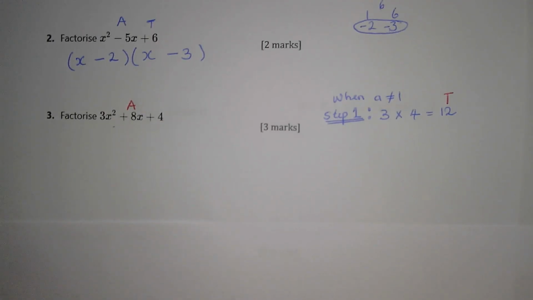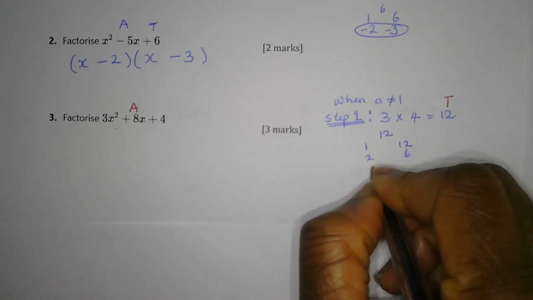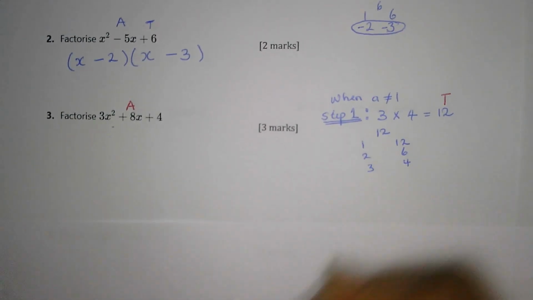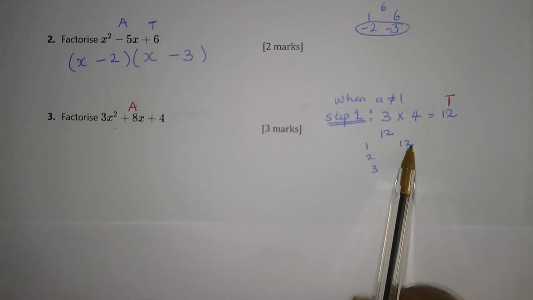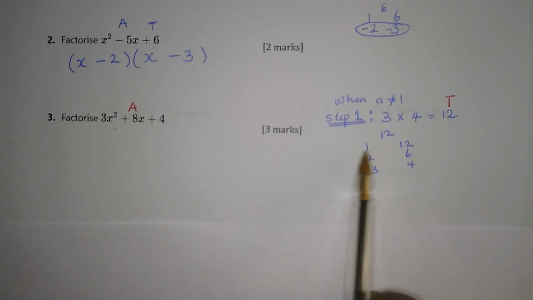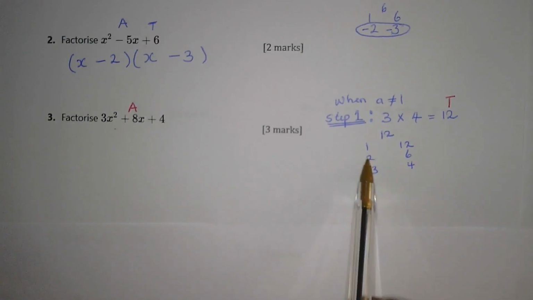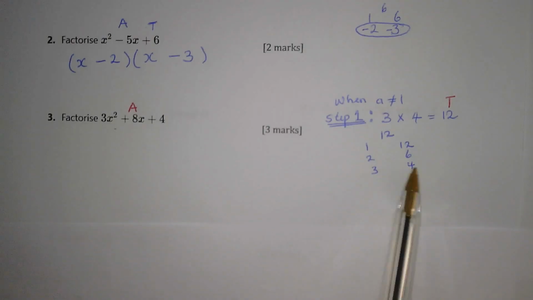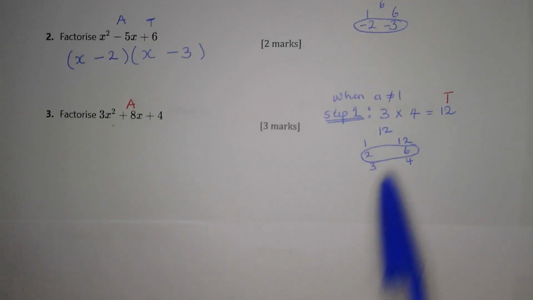Let's work it out. 12. 1 times 12 is 12. 2 times 6 is 12. 3 times 4 is 12. 4 times 3 is 12. And that's it. So we've exhausted all the factors of 12. Now let's eliminate. 1 and 12, if I add them together, I would not get 8. 2 and 6, there's a possibility there. But before we choose this, let's look at the last one. 3 and 4, there is no way I would get 8. So it has to be this. 2 plus 6 is 8.